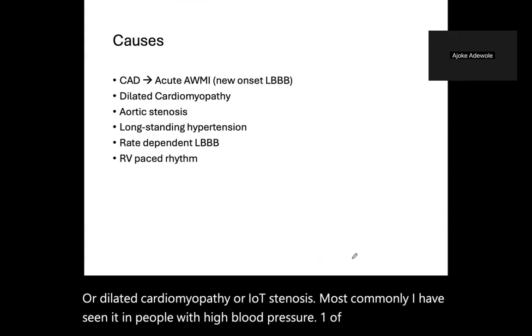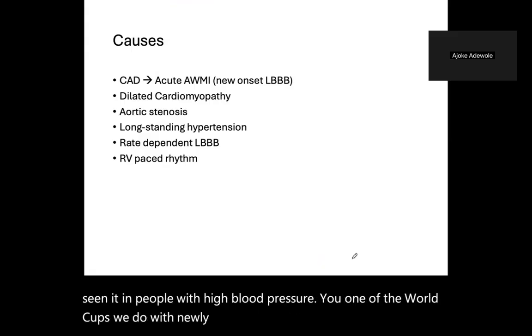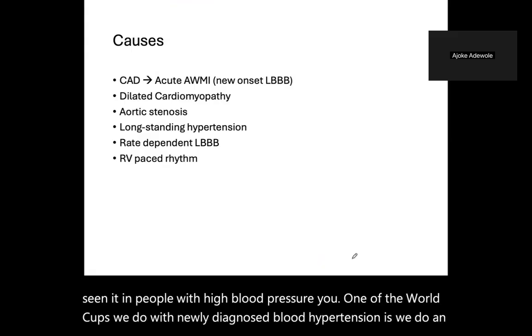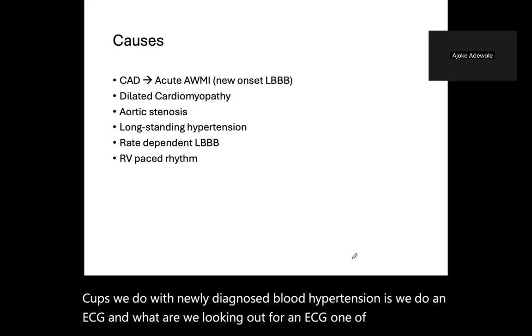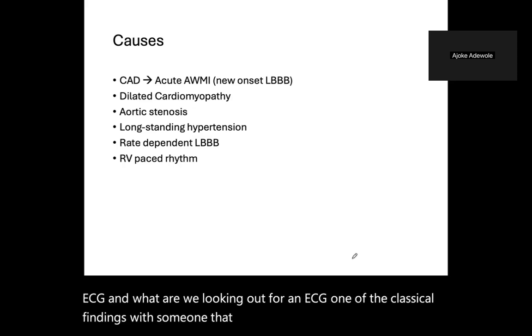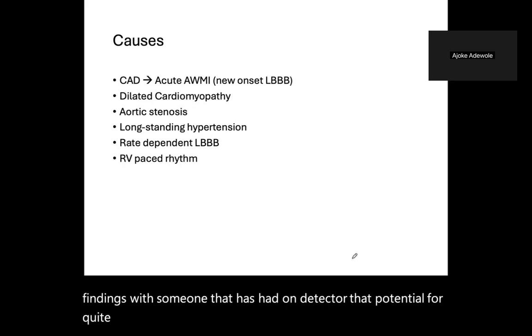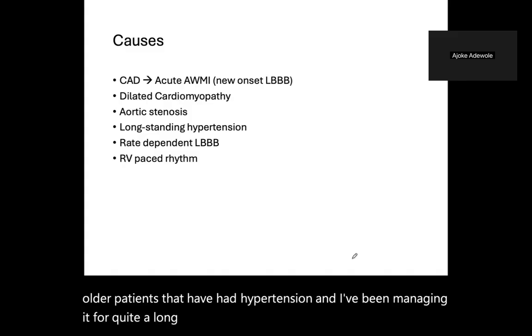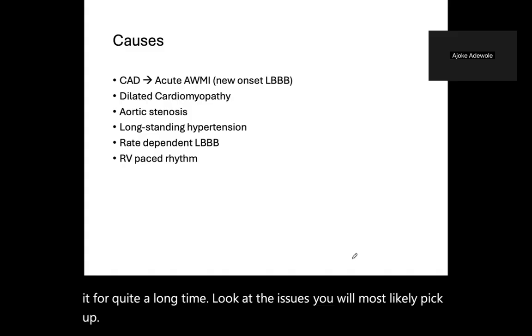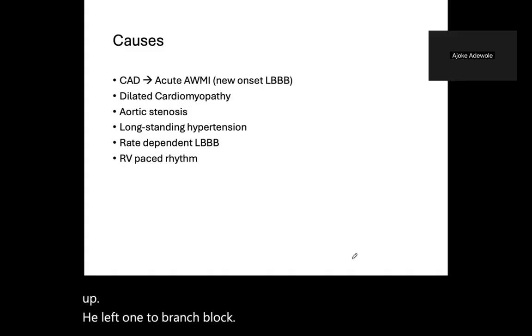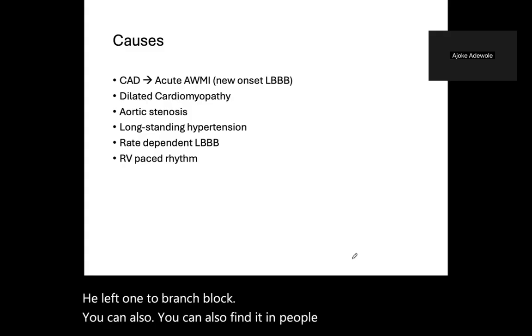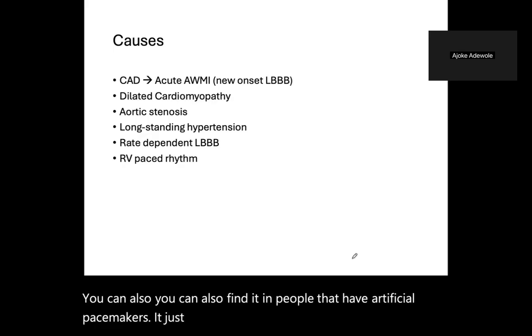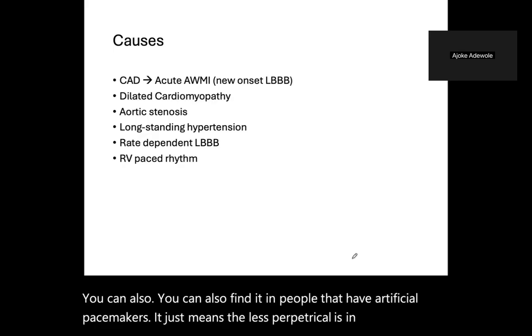One of the workups we do with newly diagnosed hypertension is we do an ECG. And what are we looking out for on an ECG? One of the classical findings with someone that has had undetected hypertension for quite some time is the left ventricular hypertrophy. Even in your older patients that have had hypertension and have been managing it for quite a long time, look at the ECGs, you will most likely pick up a left bundle branch block. You can also find it in people that have artificial pacemakers. It just means the left ventricle is in trouble. It's waving a red flag.